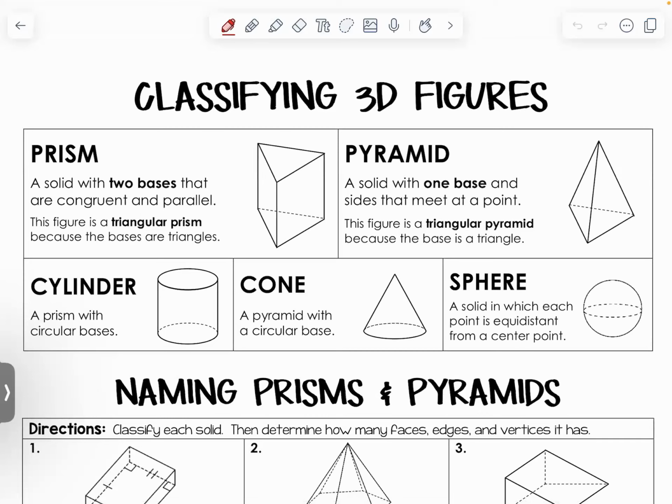Okay, so look at these three right here. I think that cylinder, cone, and sphere are probably the easiest three to identify. A cylinder looks like a can, two circles connected with this. A cone, one circle, looks like an ice cream cone, looks like a traffic cone, right? And then a sphere, it's a ball, right? It's a three-dimensional circle. Okay, but we need to be very careful with how we identify a prism versus a pyramid.